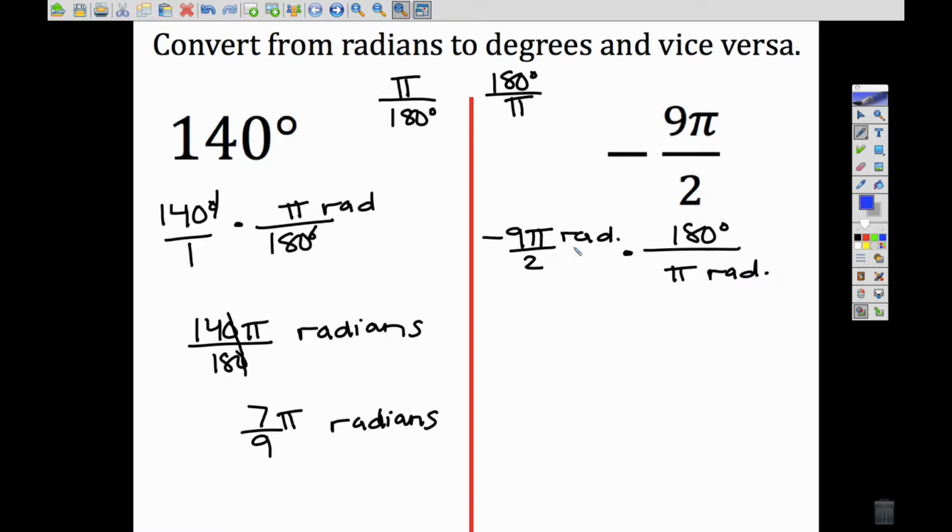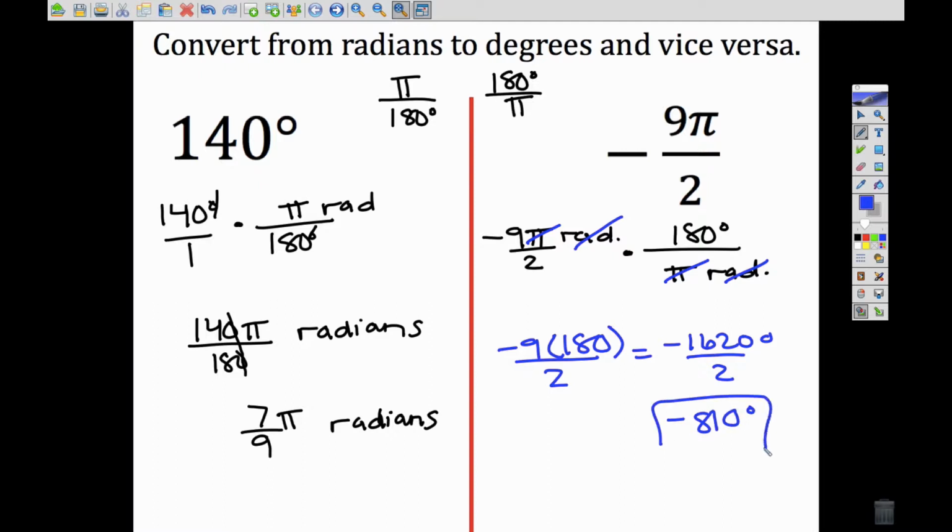First of all, the radians cancel out because we have radians in the numerator and radians in the denominator. And in this case, the pi's are also going to cancel out. So then I have negative 9 times 180, divided by 2. So we have negative 1,620 divided by 2. And we still have degrees, so it's this many degrees. And that turns out to be negative 810 degrees.